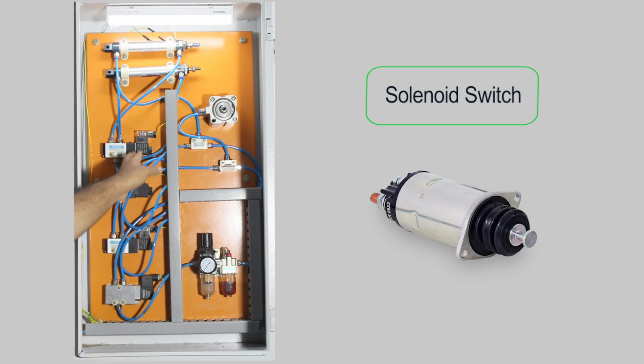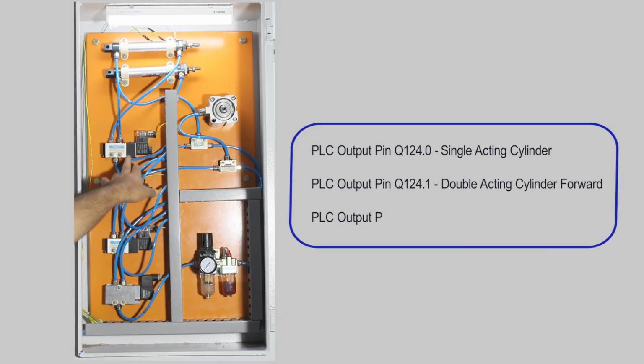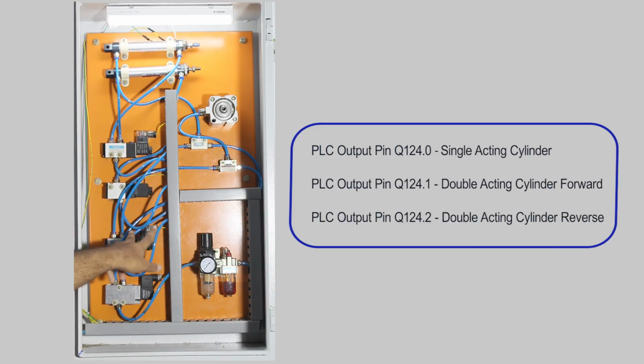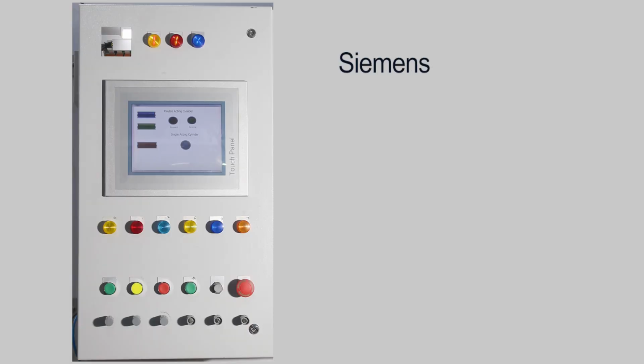Here you can see the first one, we have connected it for the I124.0 bit, the next one is I124.1 bit and the next is I124.2 bit. And the first output, you can see the outputs there, we have connected it for a single acting cylinder, and the second one we have connected for a double acting cylinder. Now we will see the Siemens control panel.